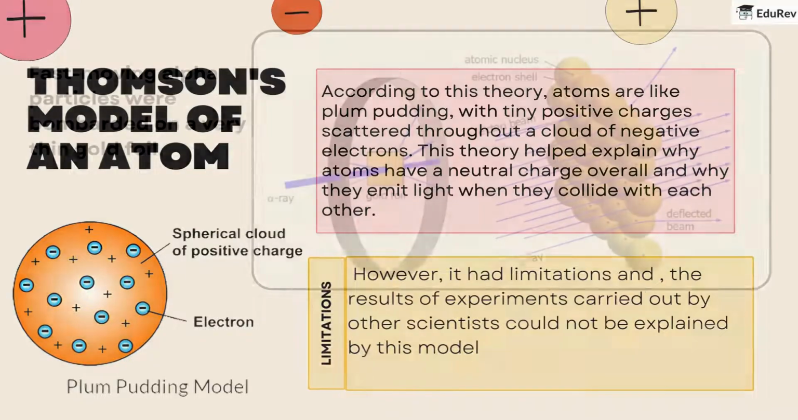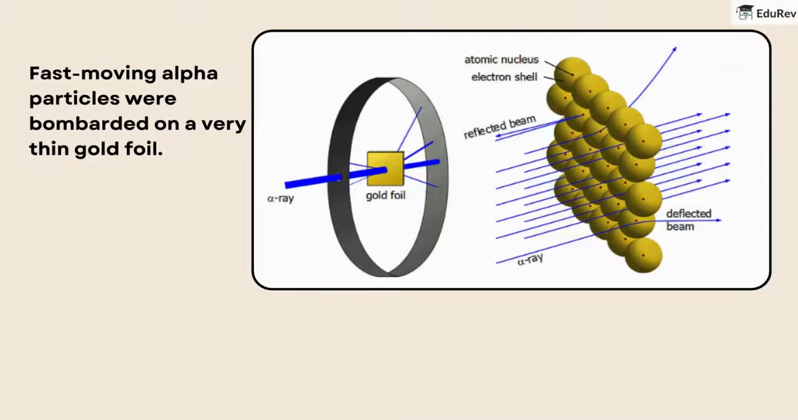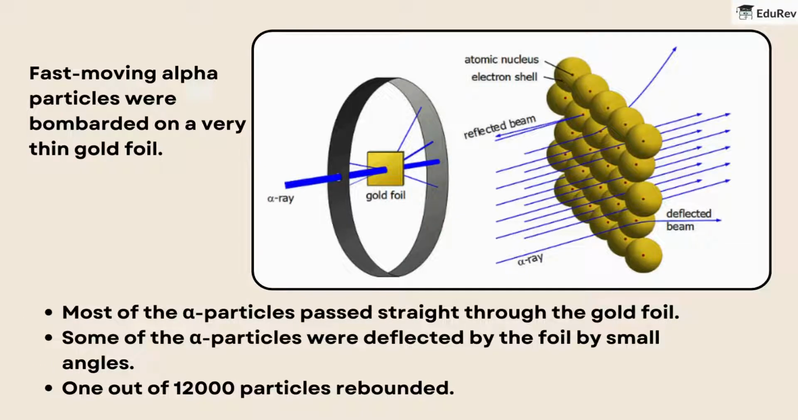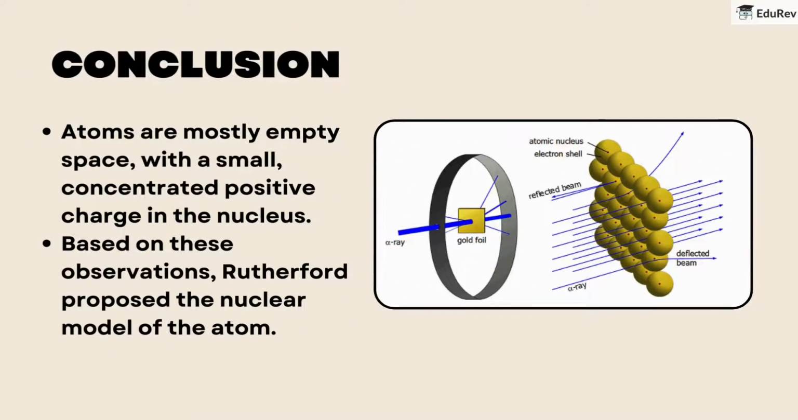In Rutherford's famous gold foil experiment, fast-moving alpha particles were bombarded on a very thin gold foil. Most particles passed straight through, some were deflected by small angles, and 1 out of 12,000 particles rebounded. This led to the conclusion that atoms are mostly empty space, with a small, concentrated positive charge in the nucleus. Based on these observations, Rutherford proposed the nuclear model of the atom.